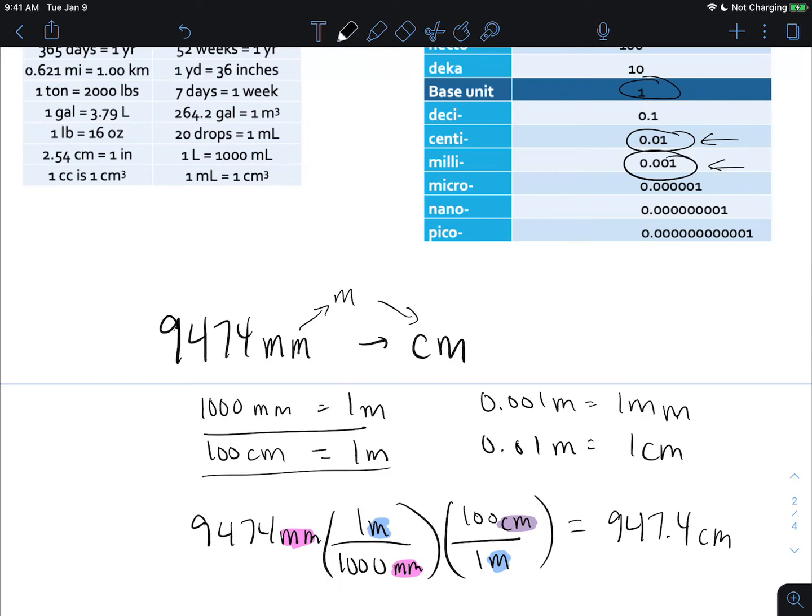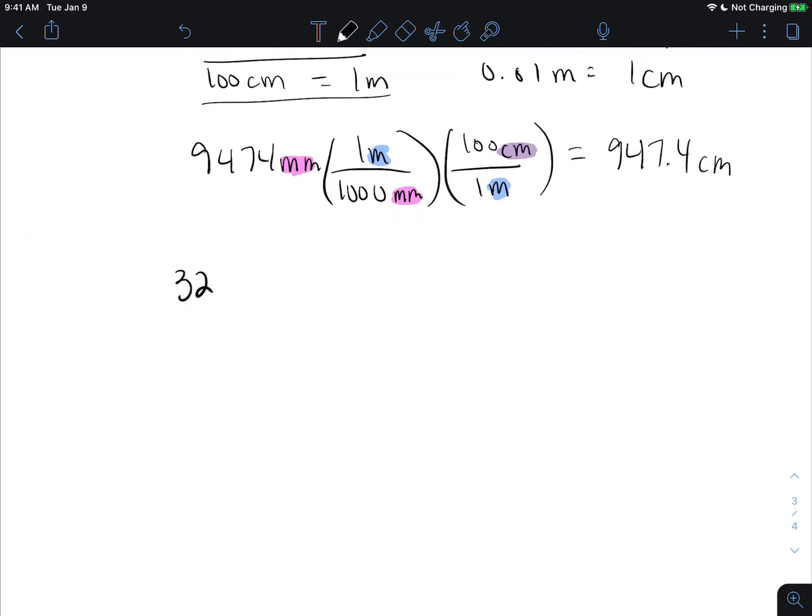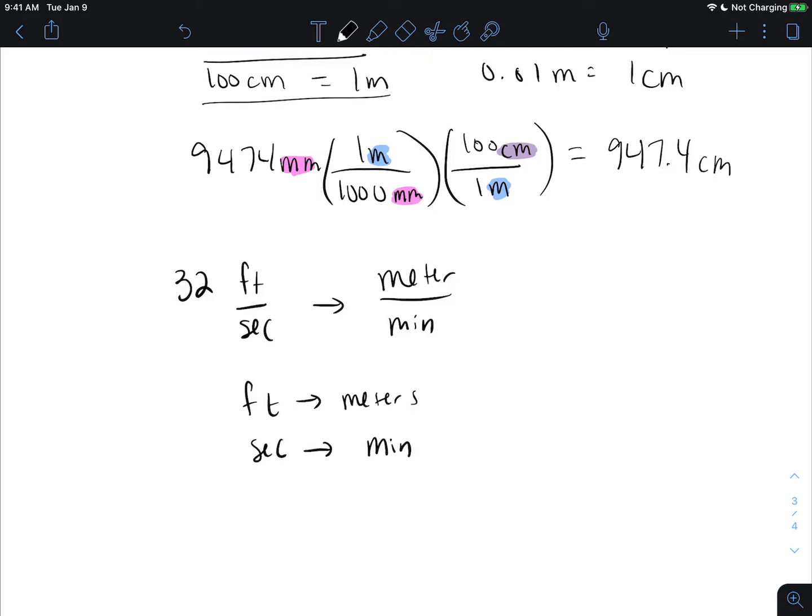Let's try another conversion. Let's go from 32 feet per second into meters per minute. So we're basically going to go from feet to meters, seconds to minutes. We can start wherever we would like. There are 60 seconds in 1 minute. So that'll cancel out my seconds, leave me with minutes on the correct side of the ratio.